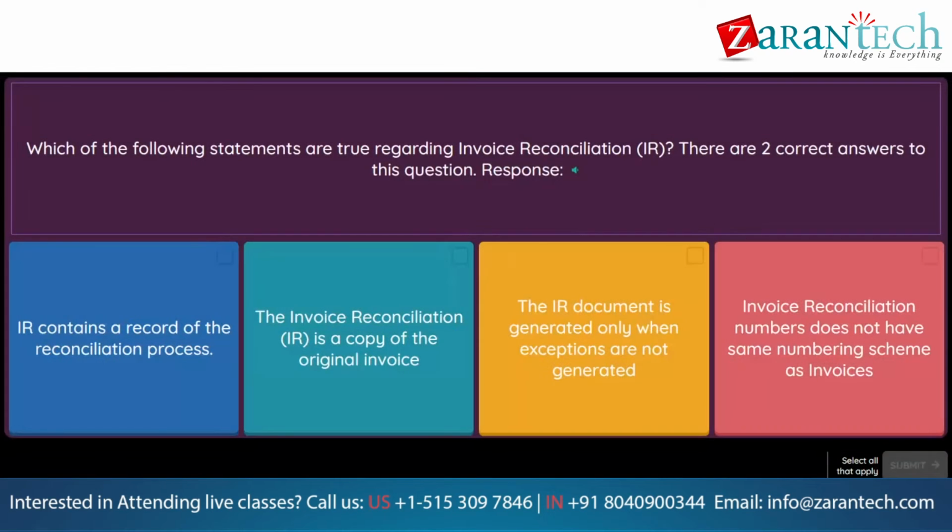Question: Which of the following statements are true regarding invoice reconciliation, IR? There are 2 correct answers to this question. Response: Option 1. IR contains a record of the reconciliation process. Option 2. The invoice reconciliation, IR, is a copy of the original invoice. Option 3. The IR document is generated only when exceptions are not generated. Option 4. Invoice reconciliation numbers do not have the same numbering scheme as invoices.